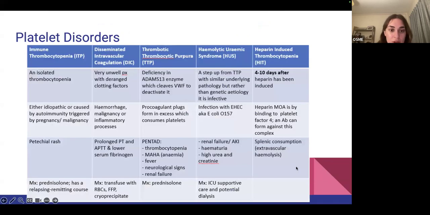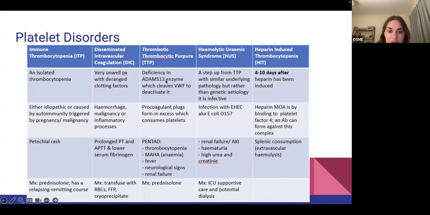So platelet disorders. I'm going to very quickly rattle through this. You've got ITP, which is an immune-mediated reduction in platelets, and quite often it's seen in women during or post pregnancy, or it can occasionally be triggered by a different malignancy. They'll present with a petechial rash. This can be differentiated from DIC, where the patient's often septic and they've got a prolonged PT and APTT, because your clotting factors are getting used up from all these microclots forming.